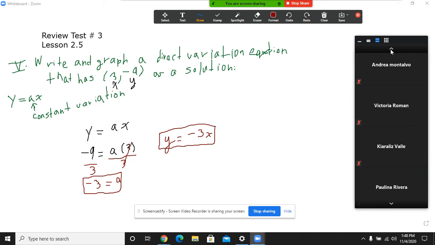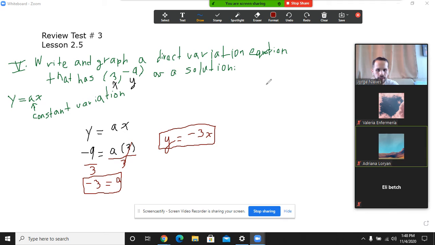Remember that is also on your equation, okay? So let's see it very quick, okay? I'm gonna try to grab this direct variation equation that has 3 and -9 as a solution, okay?